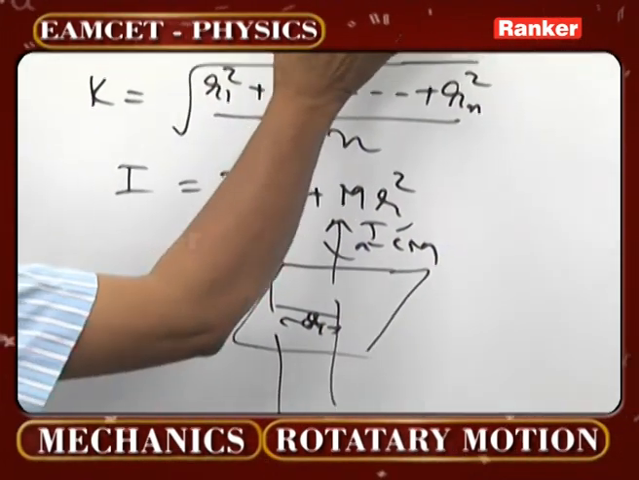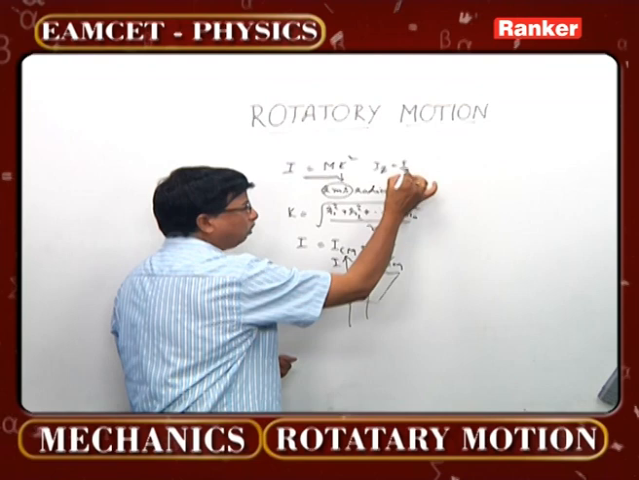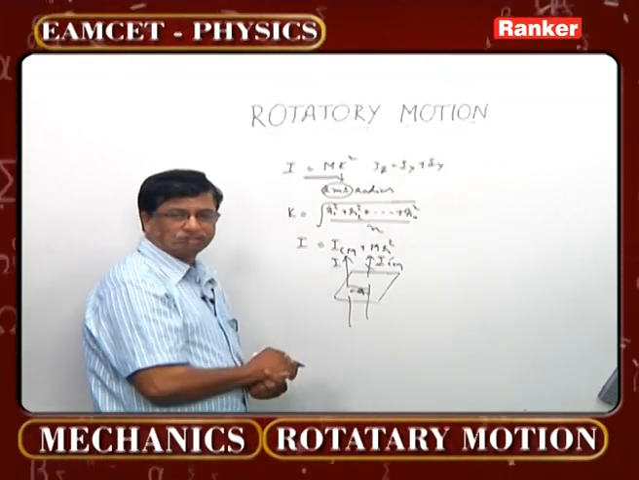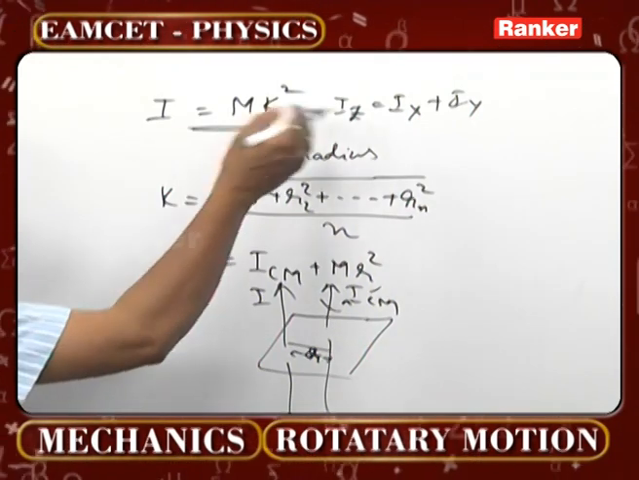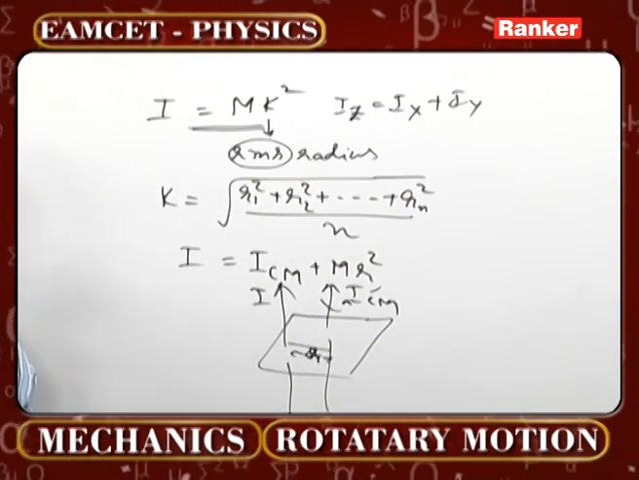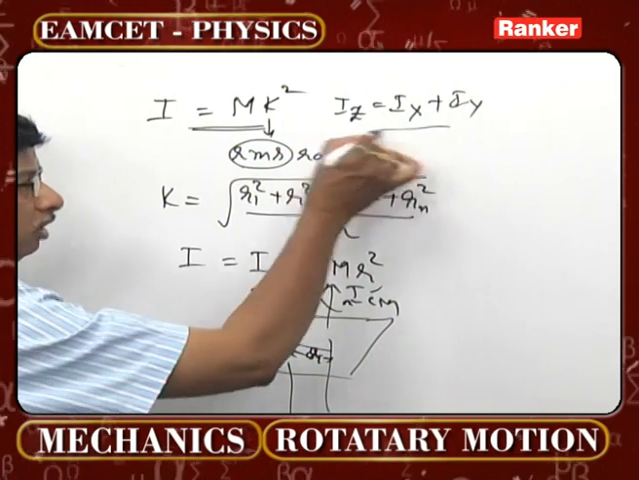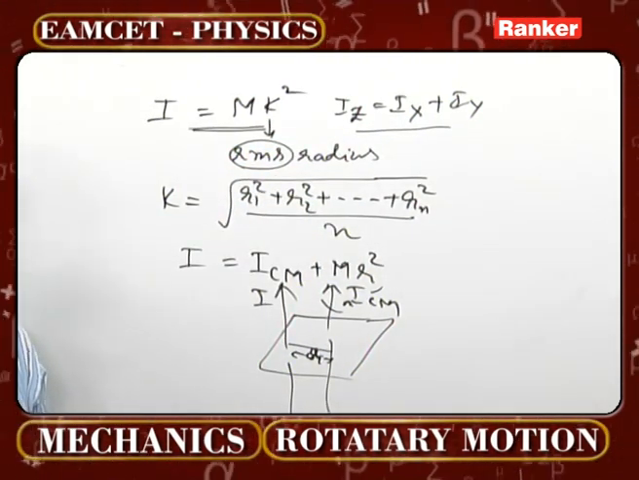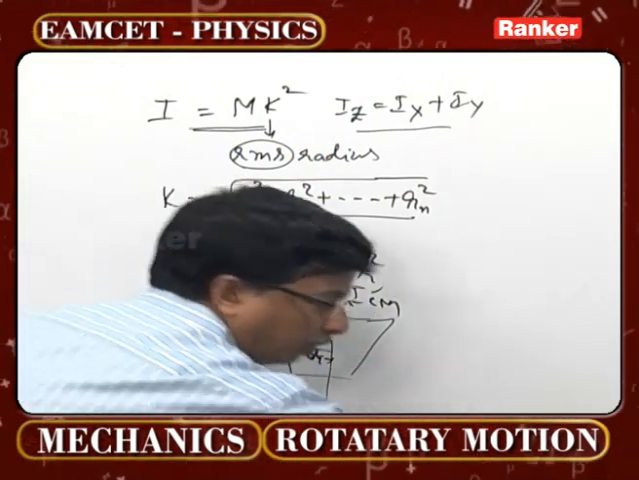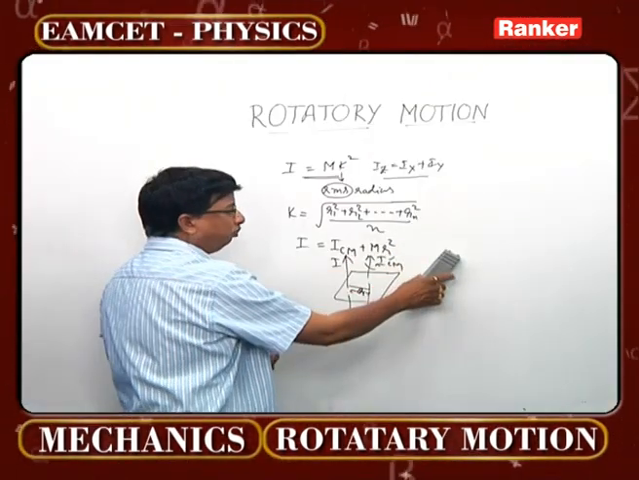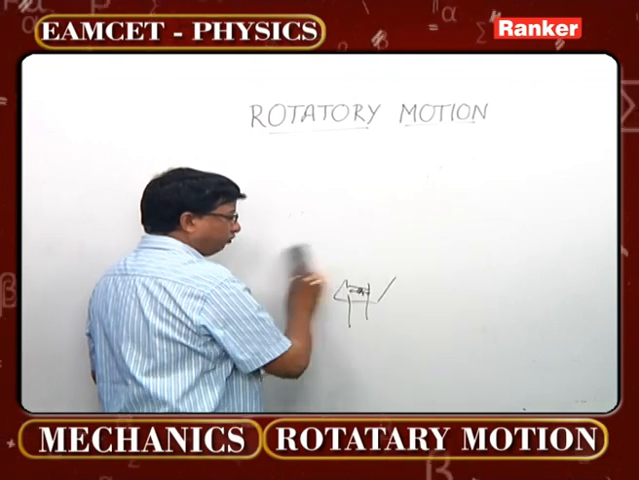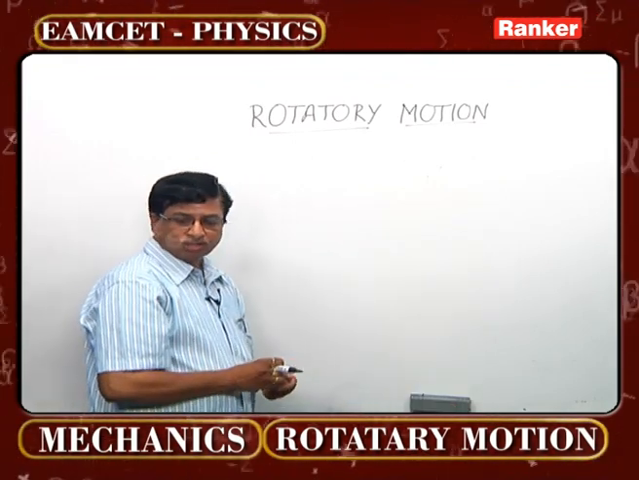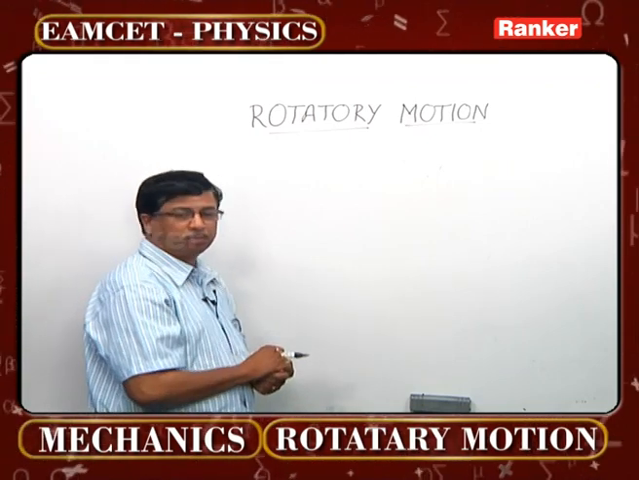Exactly like that, I_z is equal to I_x plus I_y. The moment of inertia along the z axis is equal to the moment of inertia along the x axis plus the moment of inertia along the y axis. This equation we take as the perpendicular axis theorem. So most of our problems are going to be based on the parallel axis theorem, the perpendicular axis theorem, or sometimes both. This is the concept we are taking up.